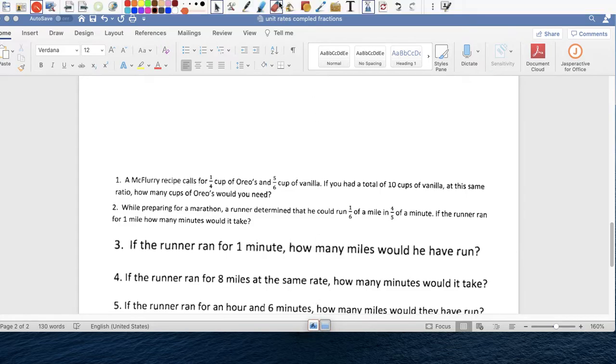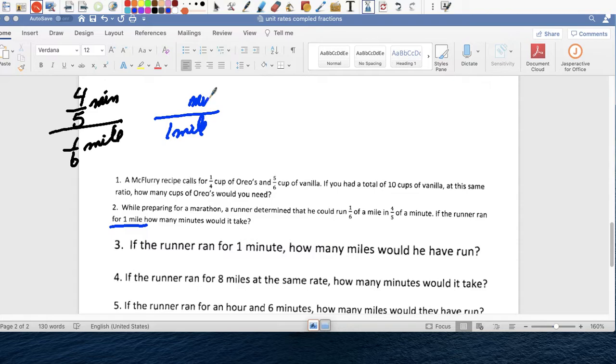So let's do 2. Preparing for a marathon, he can run 1/6 of a mile in 4/5 of a minute. If the runner ran 1 mile, how many minutes will it take? So we want to know the unit rate, and this one is 1 mile, right? So we have to write miles at the bottom. Let's start. So 4/5 of a minute, and he can run 1/6 of a mile. So here it says how long, cuánto tiempo, for 1 mile.